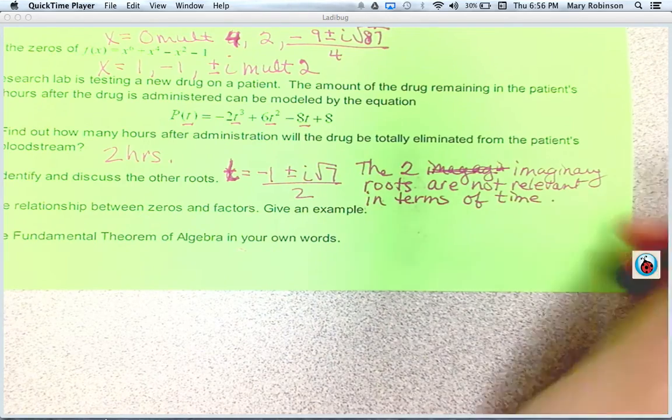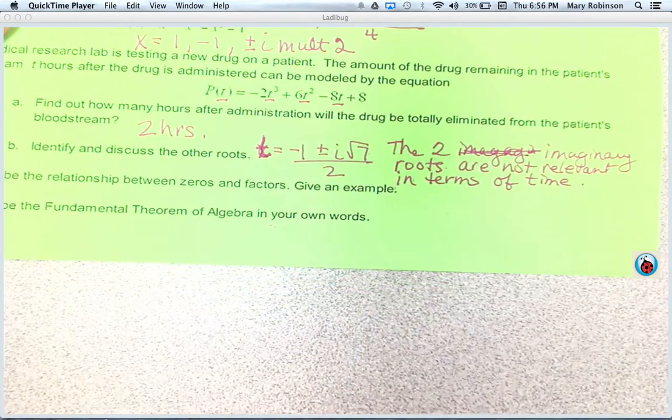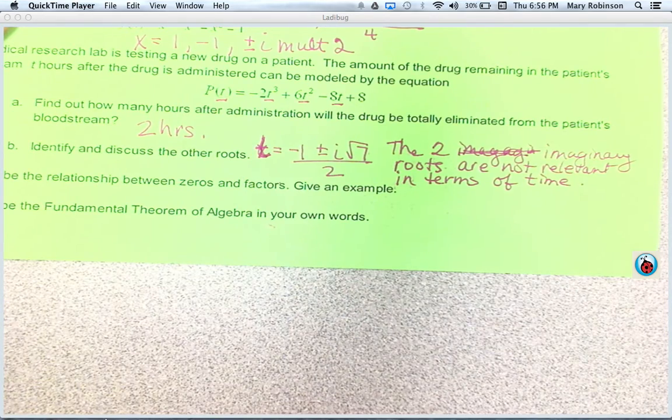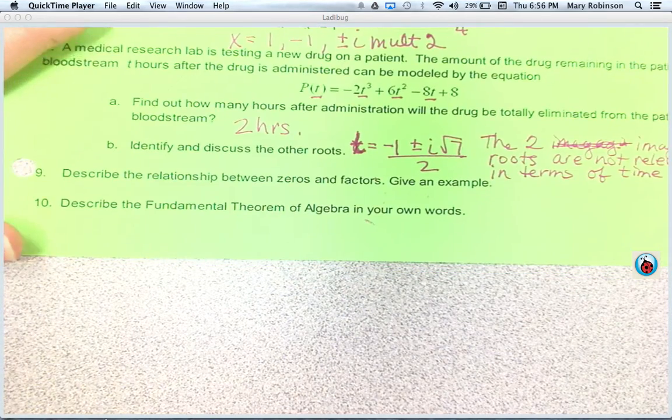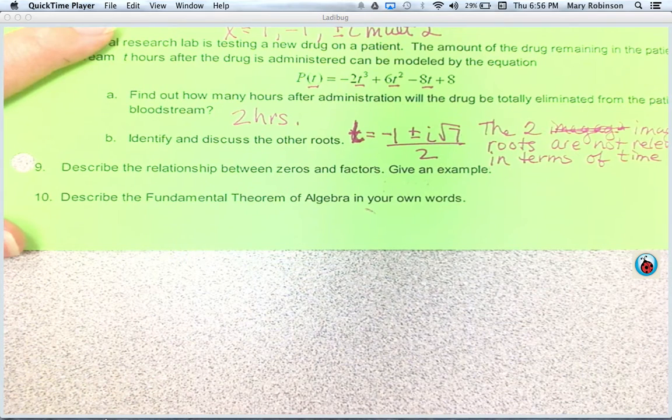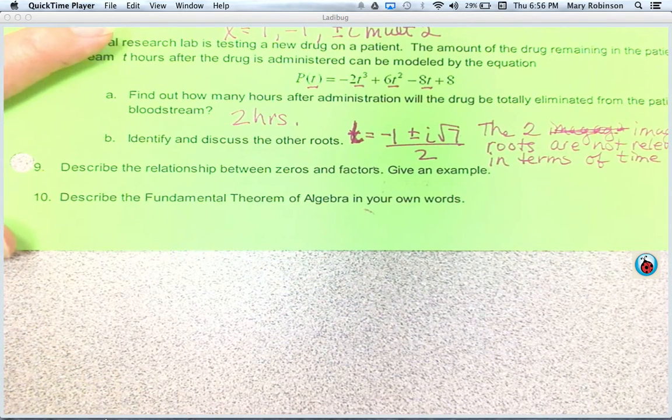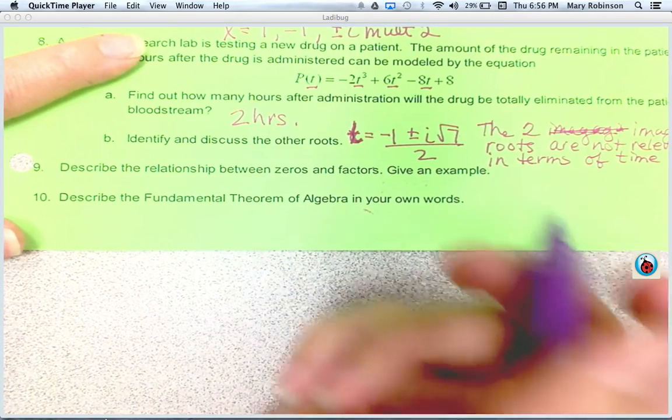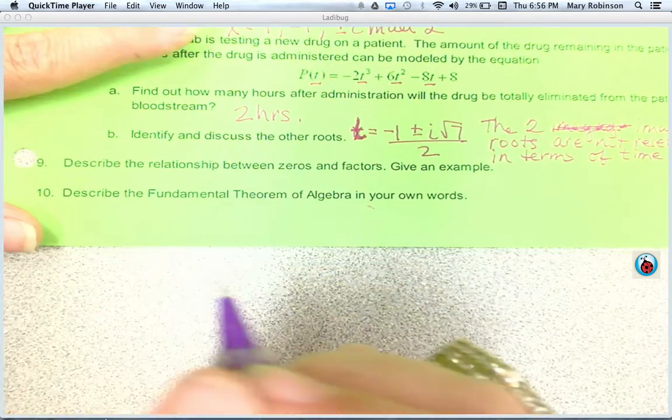Okay? So number 9, we've talked about these before, so I'll go over them again. Please make sure you have the correct answers. Memorize my answers if you have to for these next problems. It says describe the relationship between zeros and factors, and I did this on your last test, so I'm going to kind of squeeze it in.